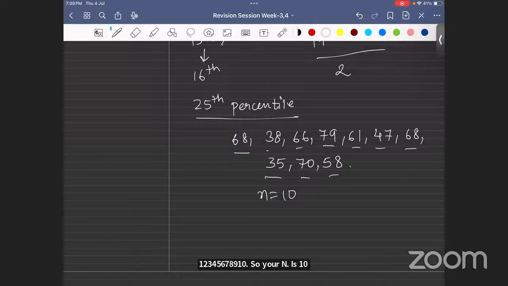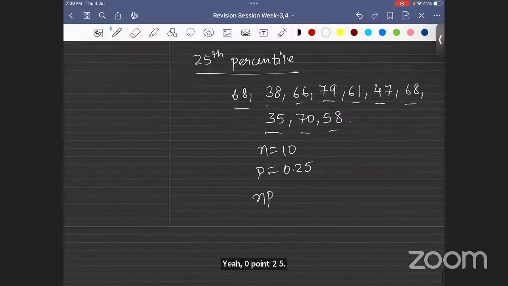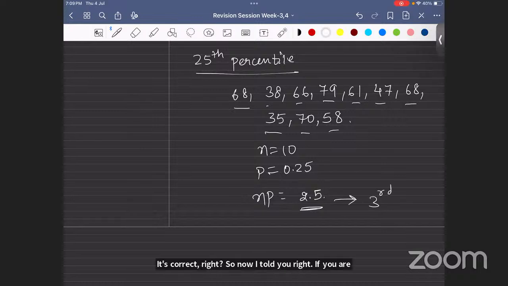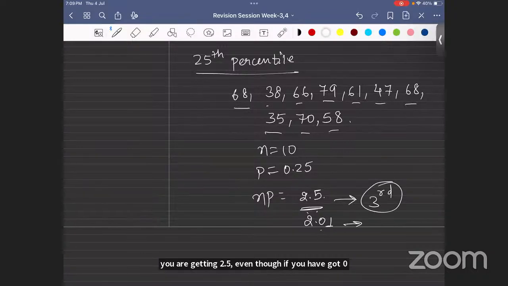And if you are asked to calculate the 25th percentile, your p is what? 0.25. Okay, so now the np value is what? np is 2.5. Correct or not correct? It's correct, right? So I told you, if you are getting something in the form of a decimal, you take the next data point. Even if you had got 2.01, you would have considered the third point as your 25th percentile.